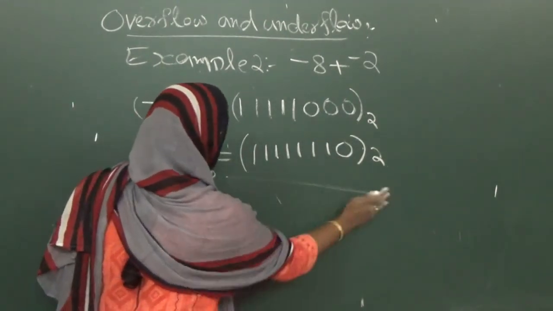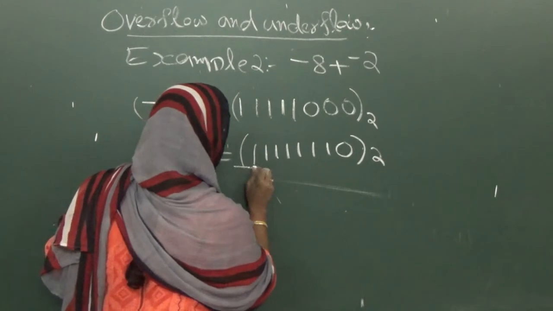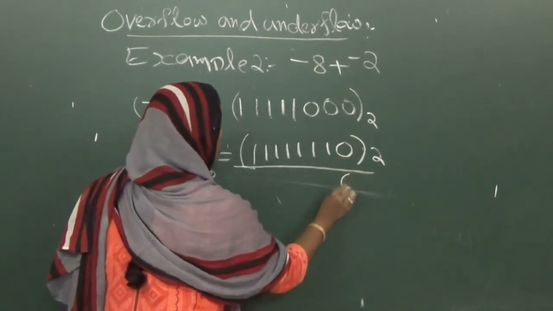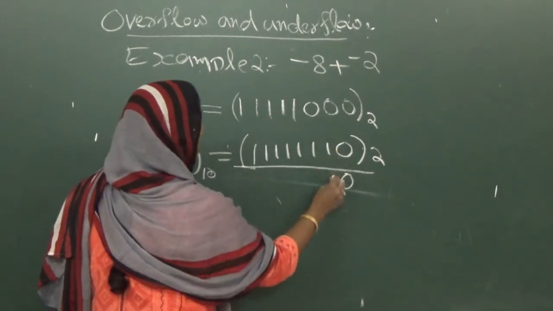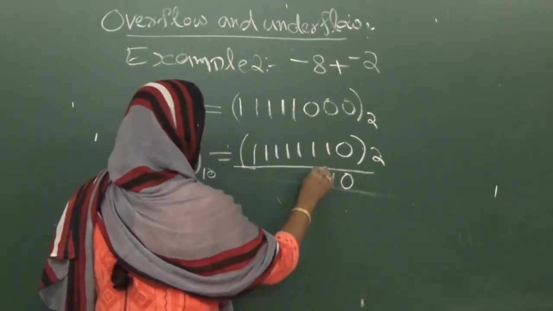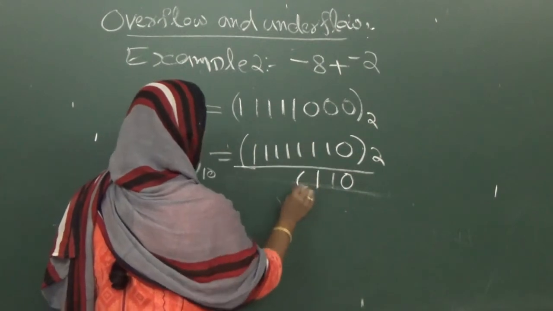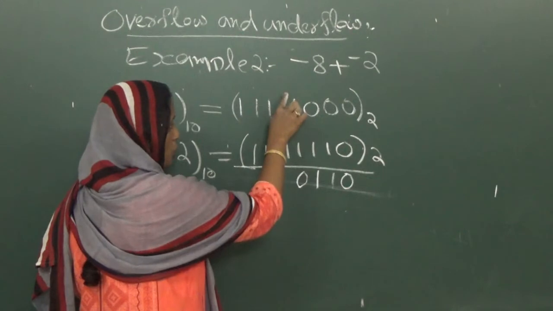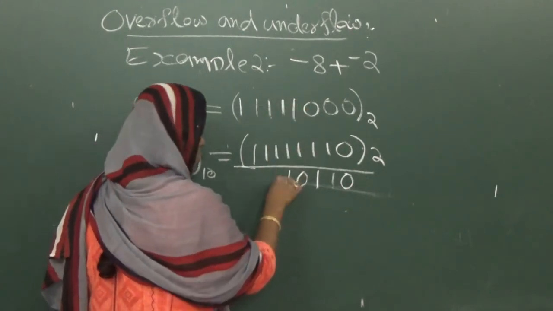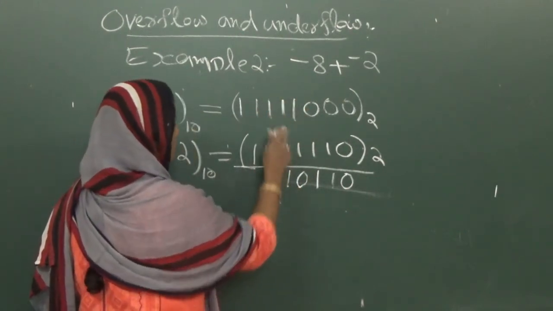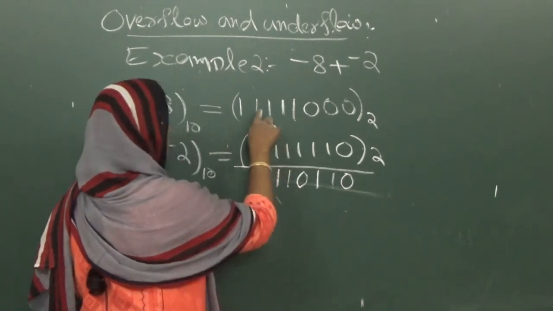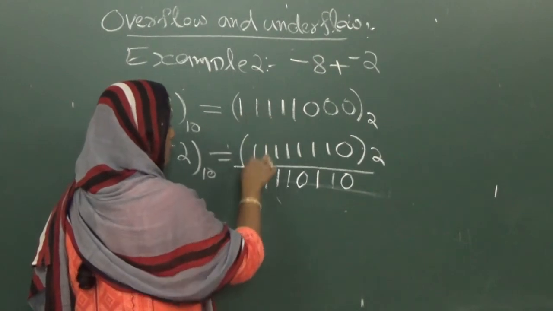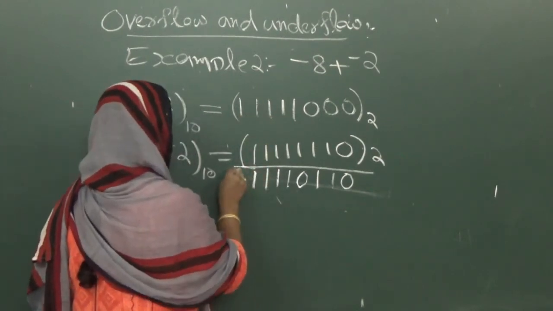0 plus 0, 0. 0 plus 1, 1. 0 plus 1, 1. 1 plus 1, 0 with carry 1. 1 plus 1 plus carry 1, 1 with carry 1. 1 plus 1 plus 1, 1 with carry 1. Continuing this, 1 plus 1 plus 1 gives 1 with carry 1.